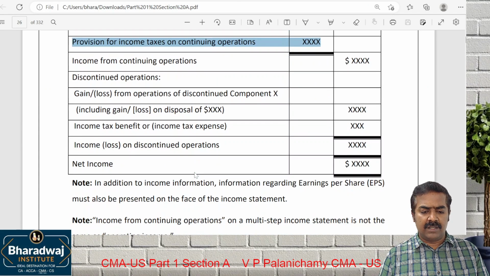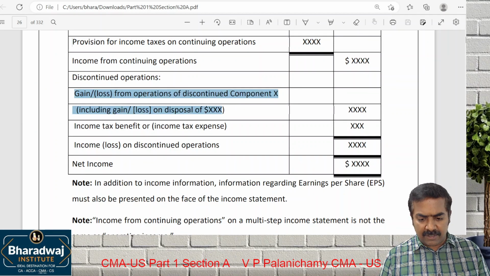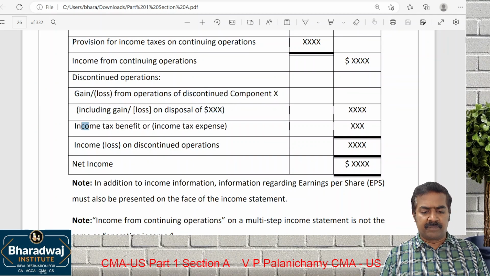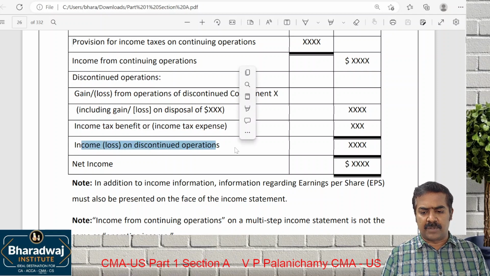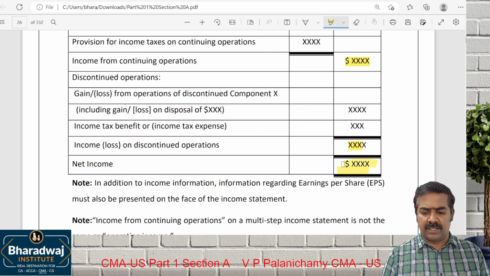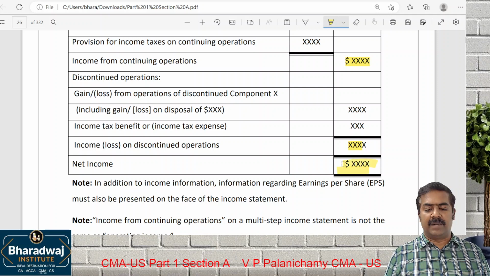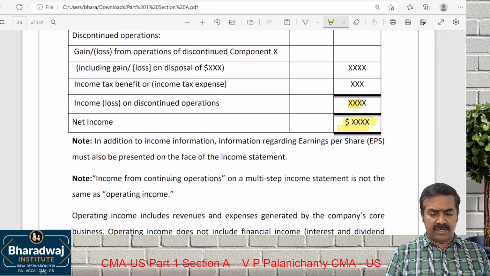How to disclose it? What is the income from the discontinuing operation? Is there any income tax benefit or loss? What is the net income or loss from discontinued operation? You add these two. This is income from continued operation, income from discontinued operation. Add up, you will get net income. This is called a multi-step income statement.